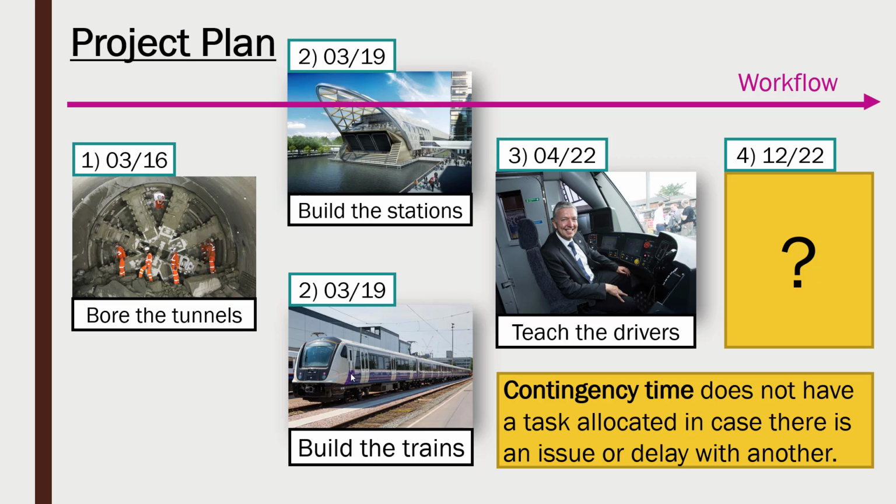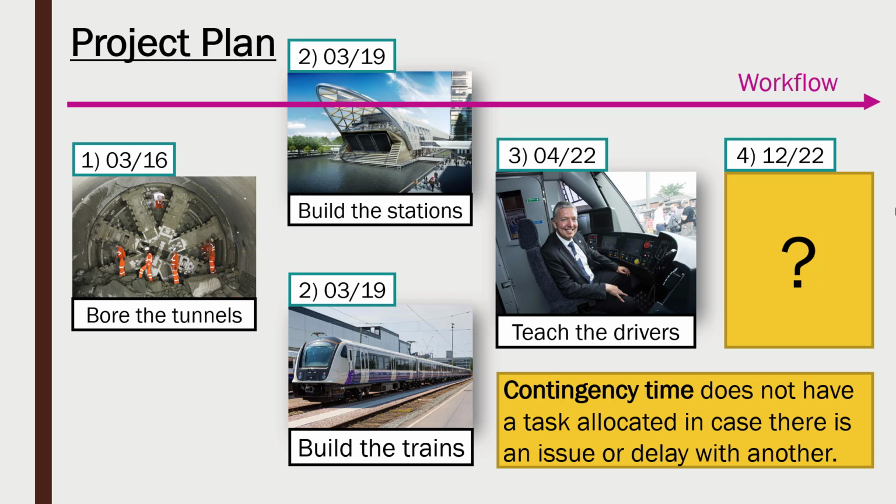Say building the trains takes a few months longer than expected. This is going to delay the drivers because they're dependent, and it's going to delay the project unless we have some time built in to use up in case something else occurs. You can never quite predict what's going to happen. This time is set aside in case something unpredictable does occur, and so we don't deliver the project late, we still have some time to rectify it.